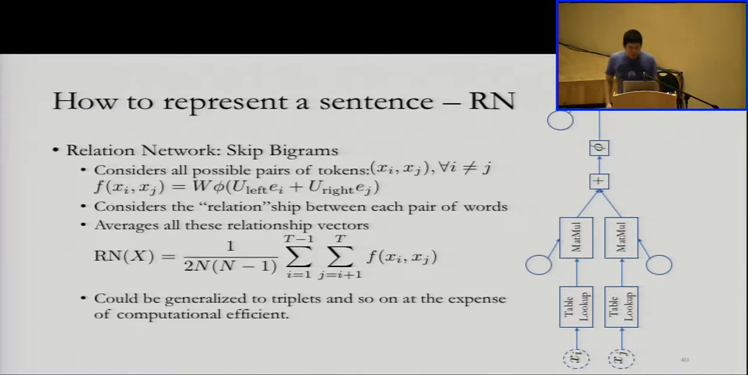And then, of course, you can think of generalizing this to triplets instead of pairs, and then even more, but this is going to be done at the expense of computational efficiency, right?